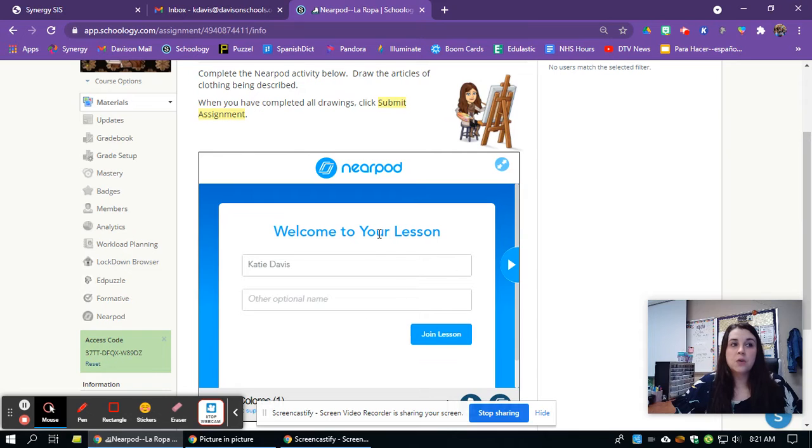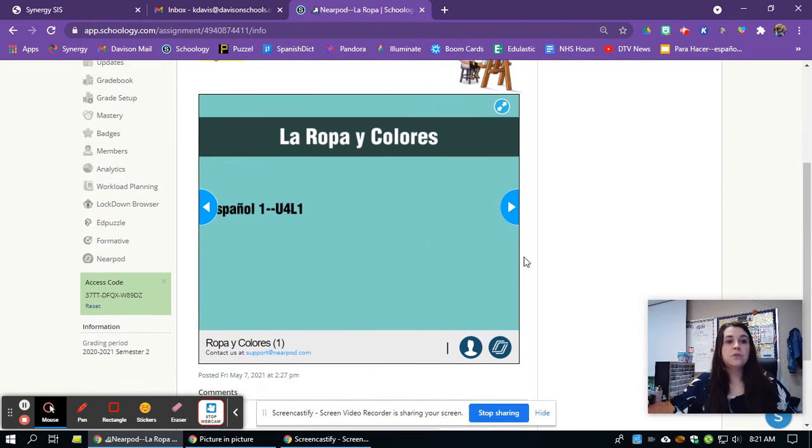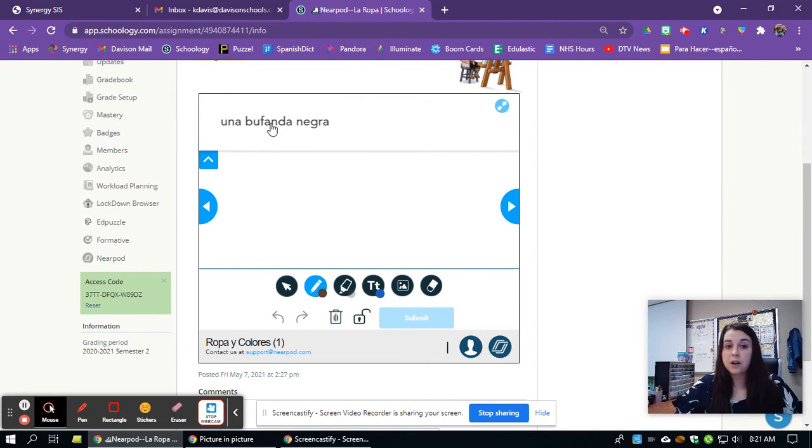This window should load for you. You're going to put in your name. Don't worry about putting anything where it says optional. Just put your first and last name and then join lesson. And then you're going to click these arrows to go through the slides. And on each slide, there's going to be an article of clothing to draw with a color.